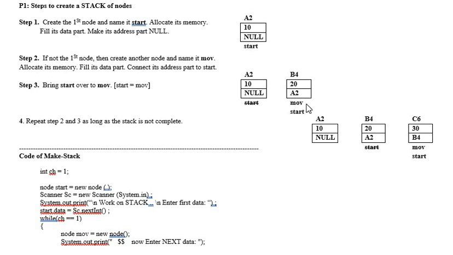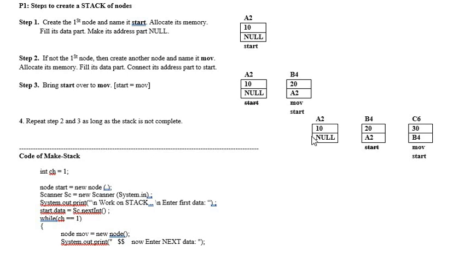Now I have named the new node move, just a name of a node, and once move is created, the memory allocation of it is done, then its data part is input, and then its address part is given the value of start. The start's value A2 comes to B4. B4 is the place where the new memory allocation is done. And once the node is ready, start is brought over to wherever move is. And now from start I can access the data part as 20, and from there I can go and access the data part as 10. So this is the connection.